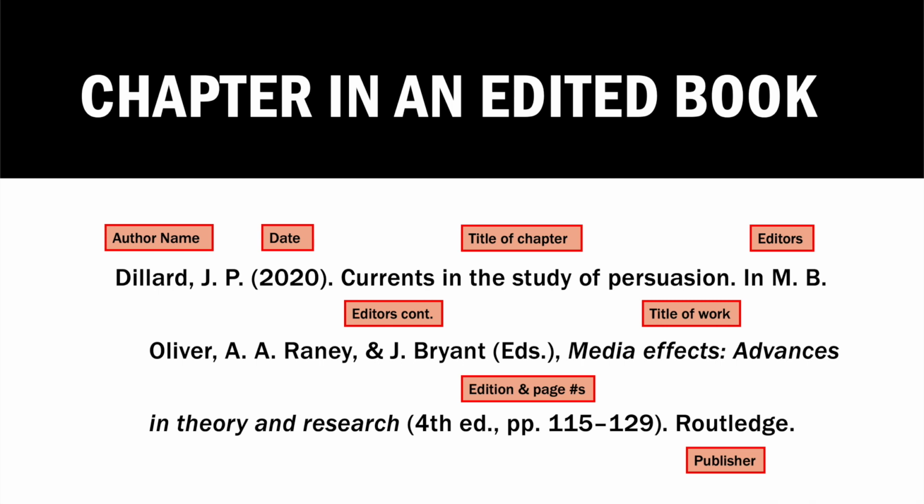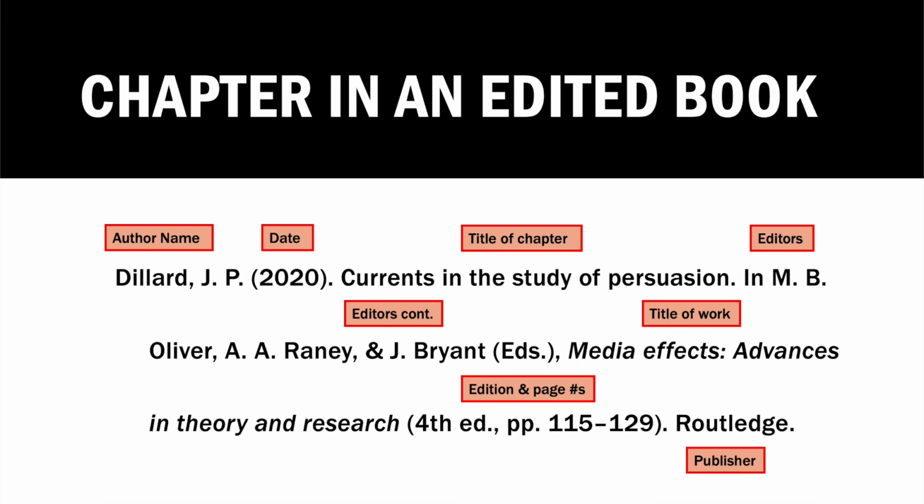Once again, we have the author's name with the last name first, followed by a comma, and the first and middle initials, separated by periods. You have the date of publication within a set of parentheses, followed by a period. You have the title of the chapter in sentence case, and the name of the editors. At the very end of all the editors' names is the abbreviation Eds. to indicate that these are the editors. There's a comma, and then the title of the full work, which is typically the title of the book.